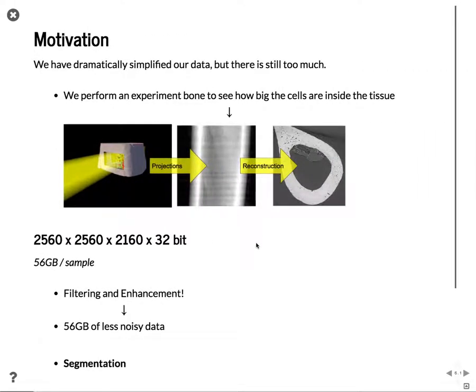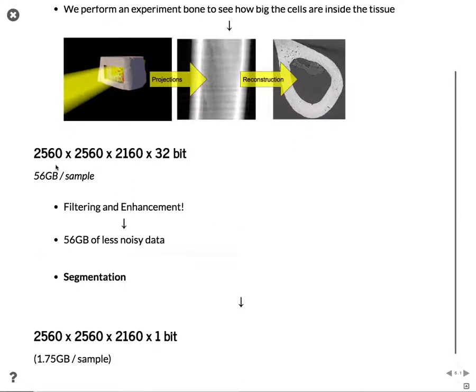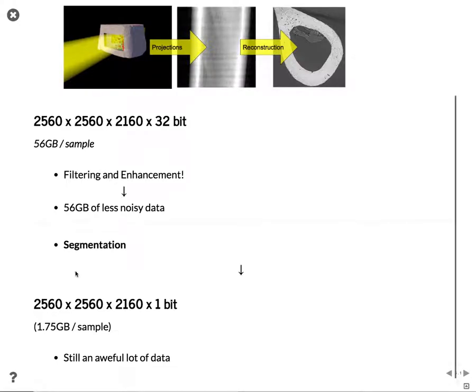So our motivation goes back to the very first slide in the lecture. We have these experiments that we've done. We've collected these huge data sets. We have 56 gigabytes per sample. We do the segmentation task, and if it works perfectly, we've now classified our image into 1 bit. So for each pixel, we know if it's part of the bone, for example, or not. And now we have 1.7 gigabytes per sample. And it's still a huge amount of data.